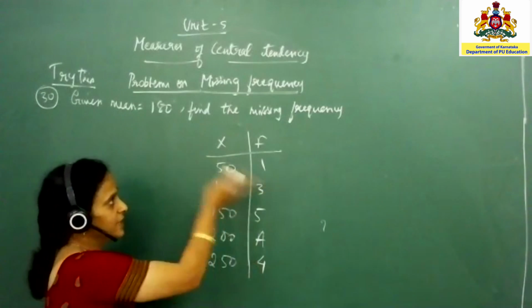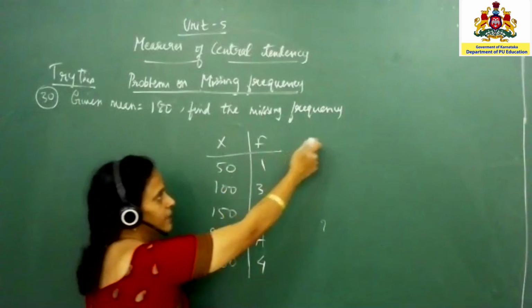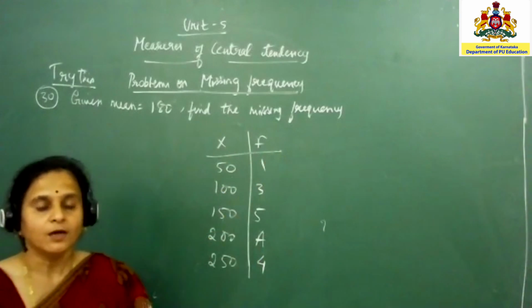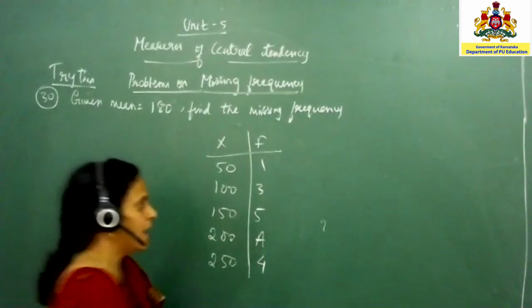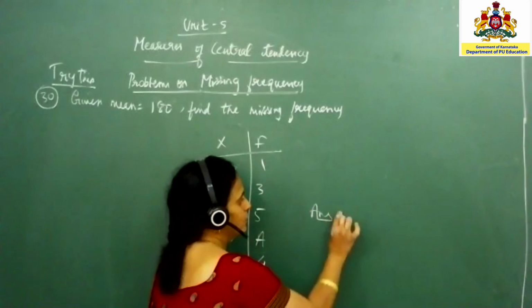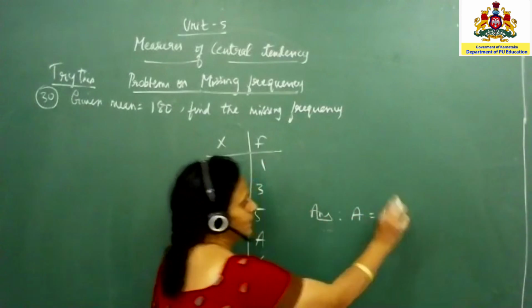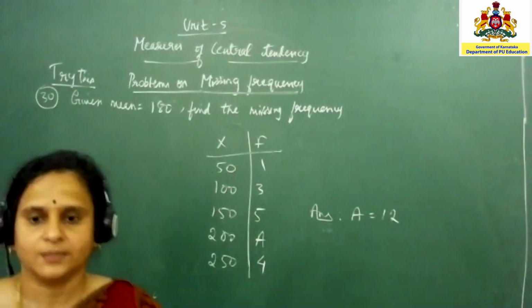Here, the same way, similar to the previous one, get the fx column, substitute in the formula, and you will get the answer. The final answer, the A value, you are getting as 12. So try this.